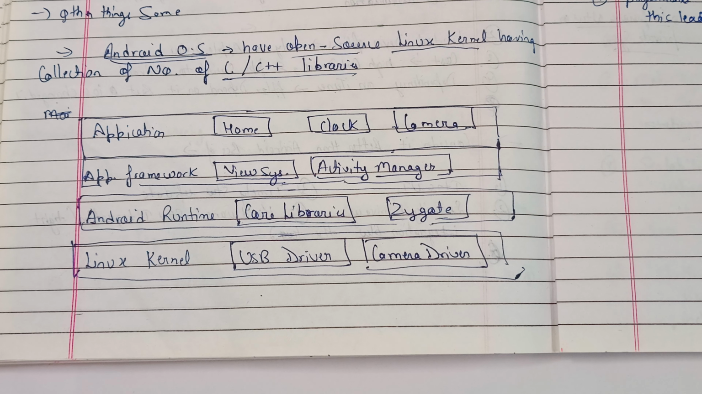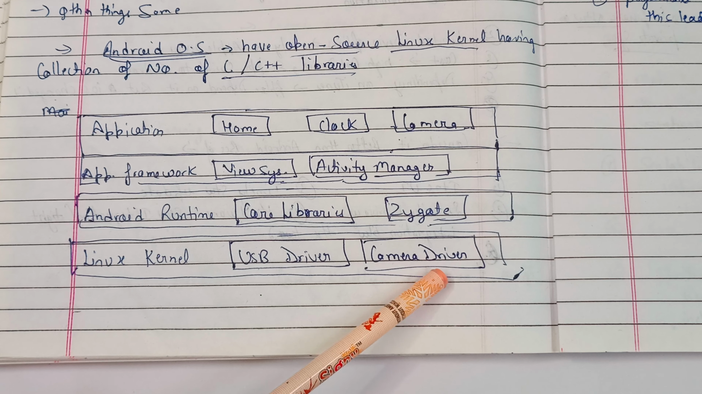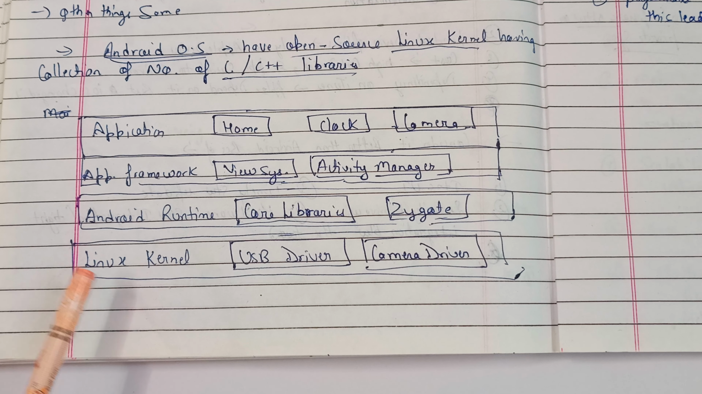Then comes our fourth part, which is the Linux kernel. What is it? It has a USB driver. The USB driver simply controls it if you externally plug in your headphones or your pen drive. Then the Linux kernel also has a camera driver. When you open the camera, the software runs and starts capturing video or photos, and all that function comes under the camera driver. Those things also come under the subcategories of the Linux kernel.